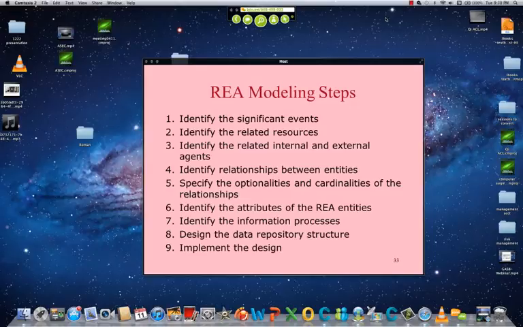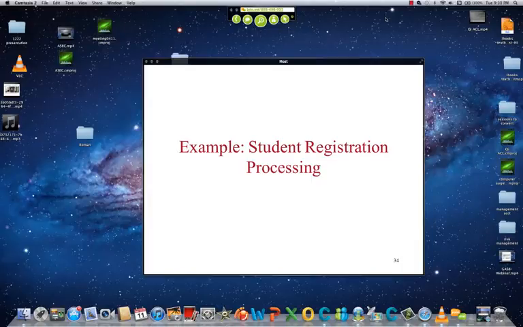And then you will also do 8 and 9. We'll talk about this in another chapter. So, an example. All of you have this example for student registration processing, right? Please take 5 minutes to read this case very carefully. Basically, it's a narrative of a business. I'll give you a copy. Please take a very close look at this.